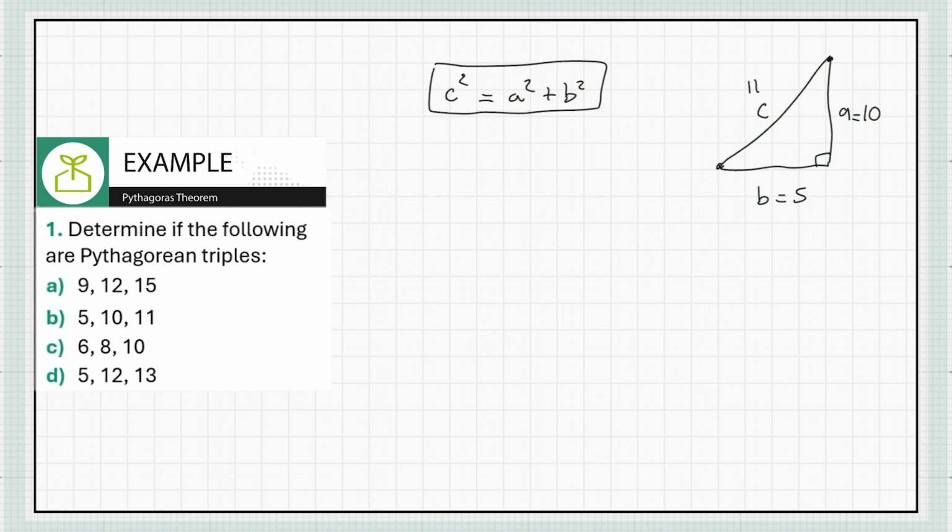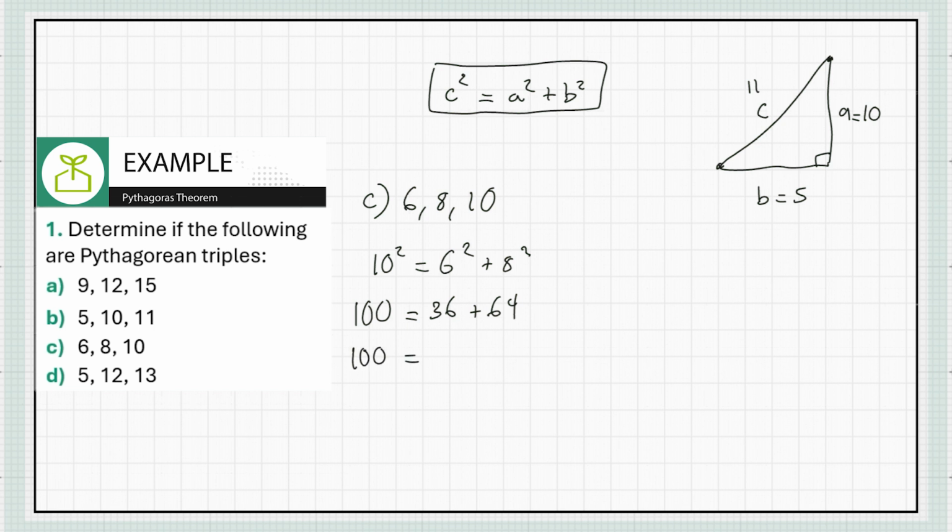Okay, looking at C, we have 6, 8, and 10. So 10 squared is equal to 6 squared plus 8 squared is the idea. 10 squared is 100, 6 squared is 36, and 8 squared is 64. 36 plus 64 is 100, so this is a Pythagorean triple.